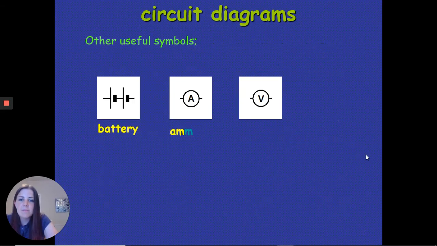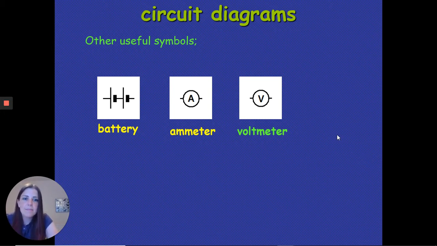Okay, some other symbols. We've got a battery, which is just two or more cells. An ammeter, you've come across that already. An ammeter measures current. Current is measured in amps, but it's not called an amp meter, so just watch out for that. It's an ammeter, not an amp meter. And a voltmeter, I'm sure you can guess, measures voltage, which is measured in volts.